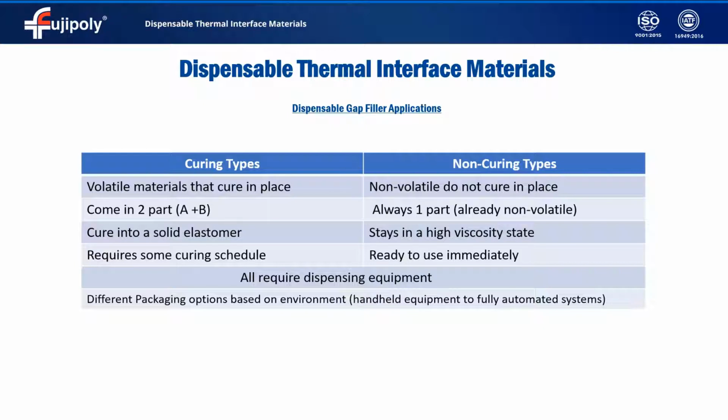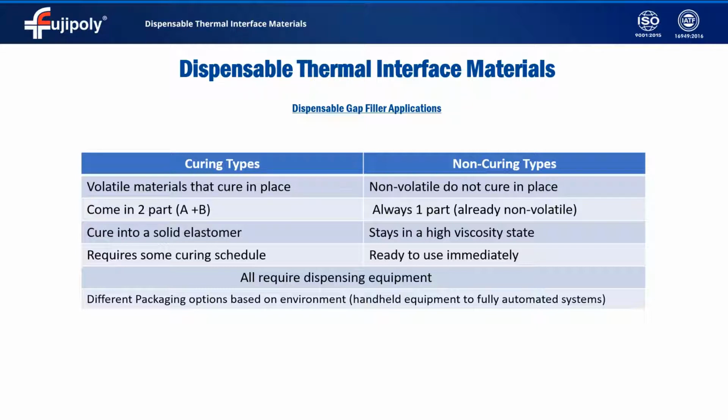To speak a little more about the dispensable gap filler applications, there are two types of dispensable gap fillers. One would be the curing types, and they come in the form of a two-part 1-to-1 mixing ratio. They're typically room temperature vulcanizing or RTV, and the cure can be accelerated with higher temperatures. The non-curing types do not require a curing schedule, as the compound will not have any additional reactions after we manufacture it. They are not volatile. These are stable materials that will undergo little to no chemical change after being dispensed.